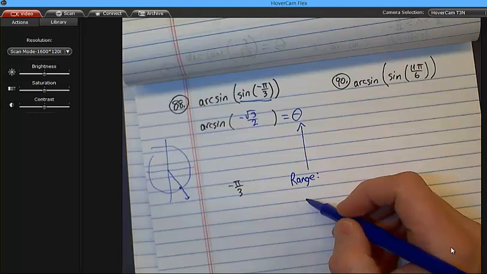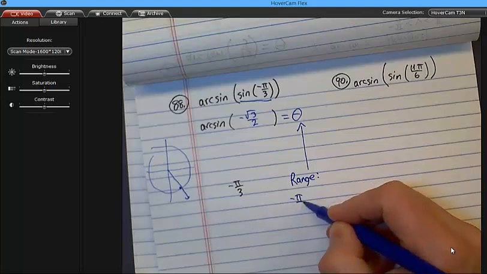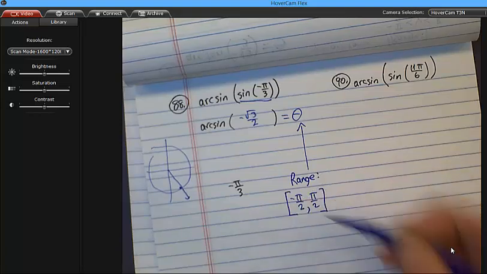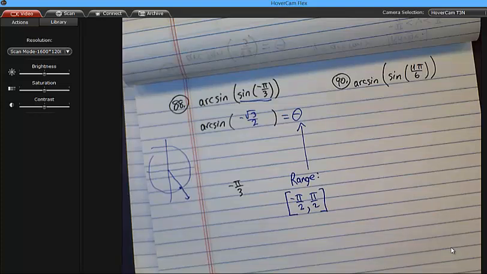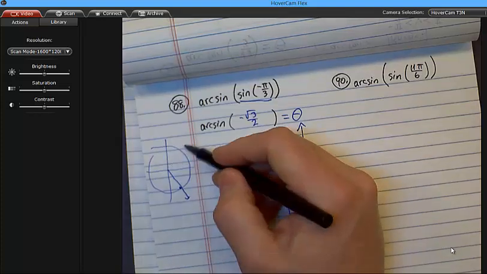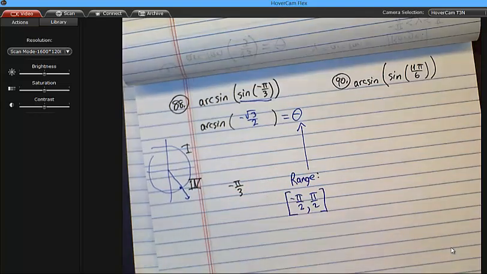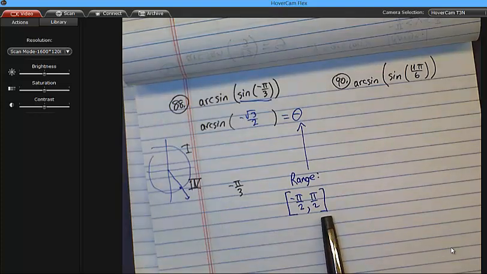Negative pi over 2 to pi over 2. And I'll put closed brackets because you are allowed to take the sine of pi over 2 or the sine of negative pi over 2. I'm in quadrant 1 or 4, and it goes from negative pi over 2 to pi over 2.